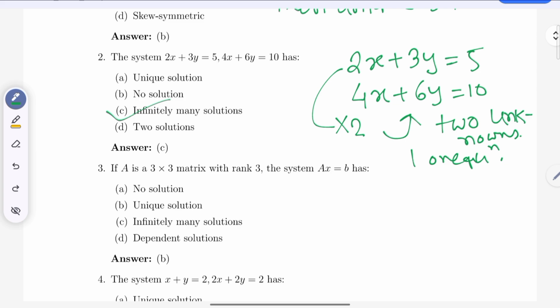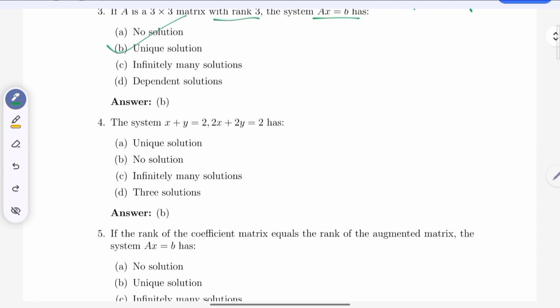Next question, if A is a 3 cross 3 matrix with rank 3, then Ax equal to B has a unique solution because rank is 3, equal to n, where n equals 3.